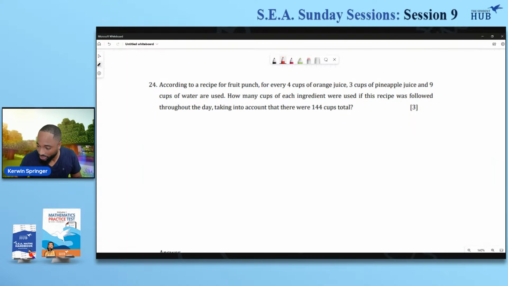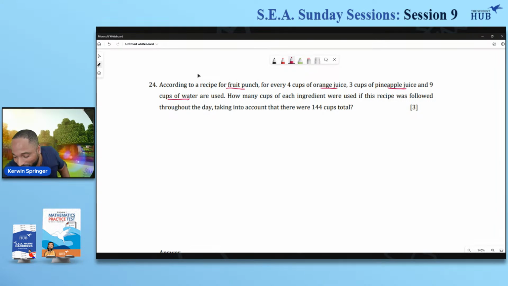Why is this question looking like it's trying to be harder? This is the second to last question here. Stay strong. Stay with me. 2 hours and 25 minutes, 1 hour and 25 minutes, 225. Fruit punch, orange juice, pineapple juice, water. Oh my gosh. When you see so many parts, it means it's hard.